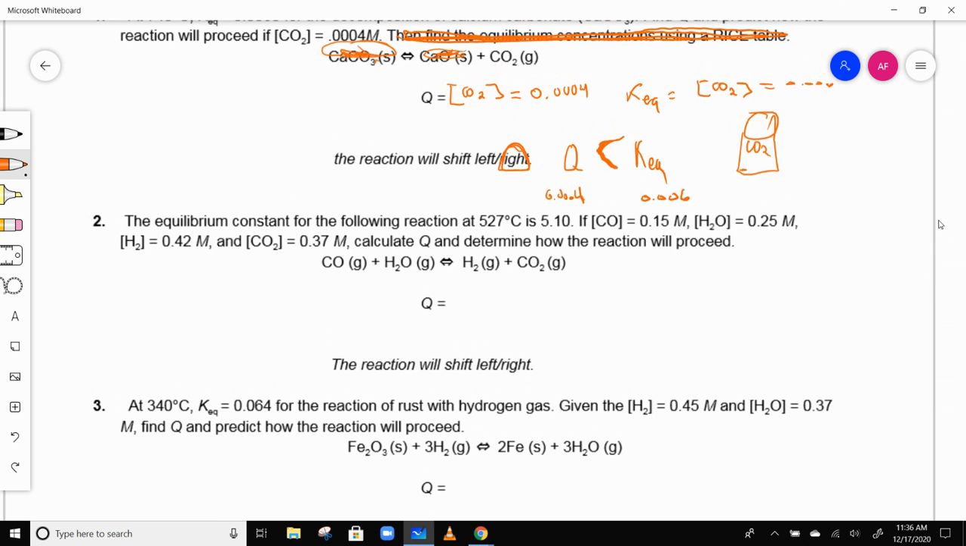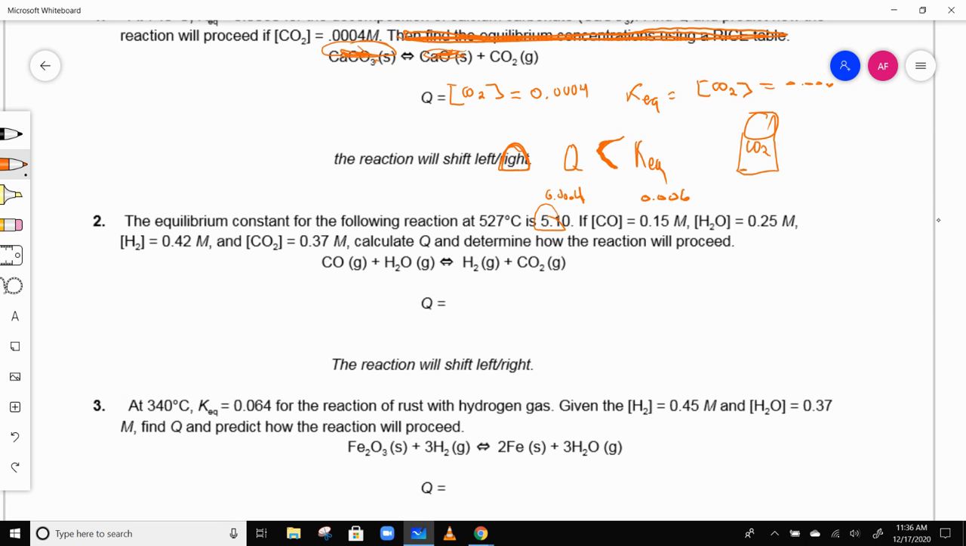So here we have an equilibrium constant of 5.10. That's our KEQ. Okay. If these are the original concentrations of all the reagents, which direction is this going to shift? Is it going to shift left or is it going to shift right? Is it going to move towards the products or towards the reactants? So in order to find that, we need to find Q.